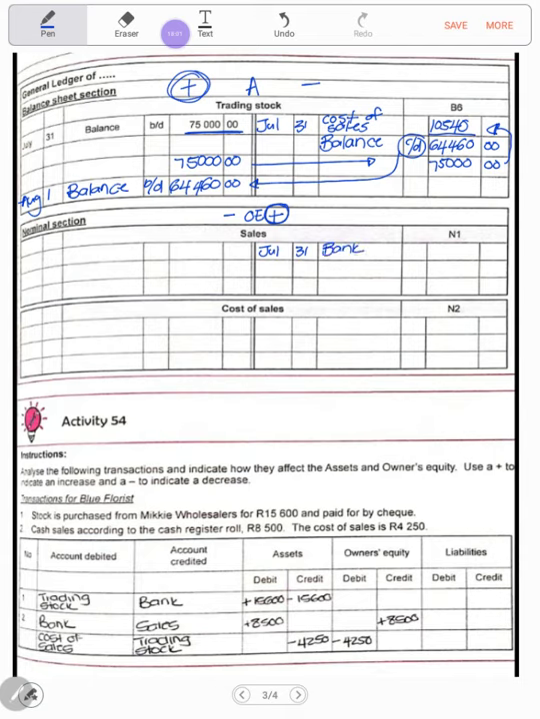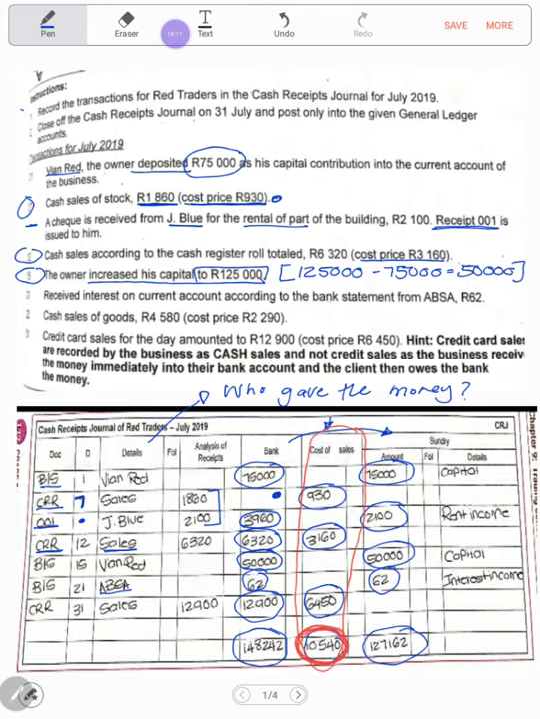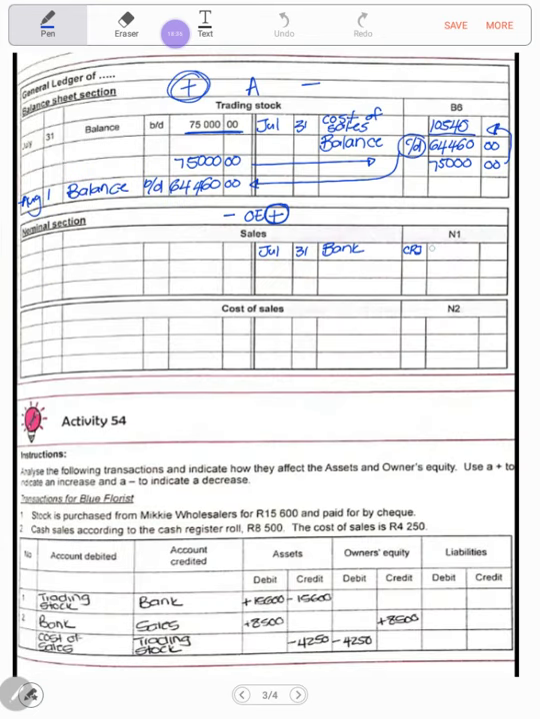Which journal did we take it from? CRJ. And now, grade 8s, you're going to go and count all your sale amounts, which was 1,860. And you're going to add the 6,320. And you're going to add the 12,900 Rand. Okay, how much was your sales for the month? It was 21,080.